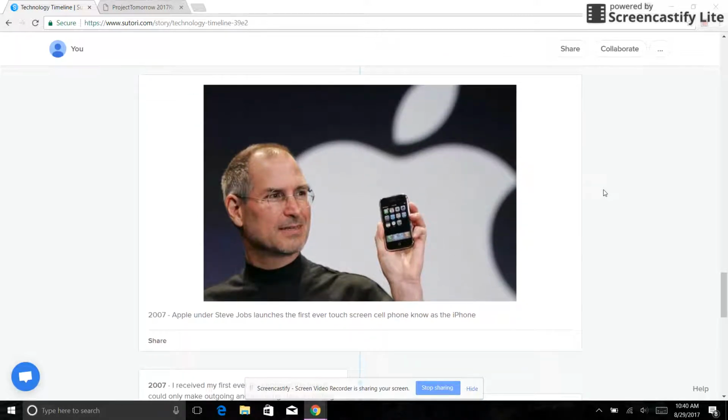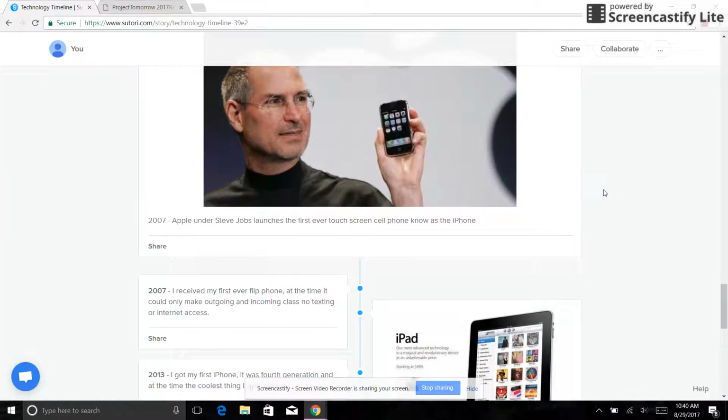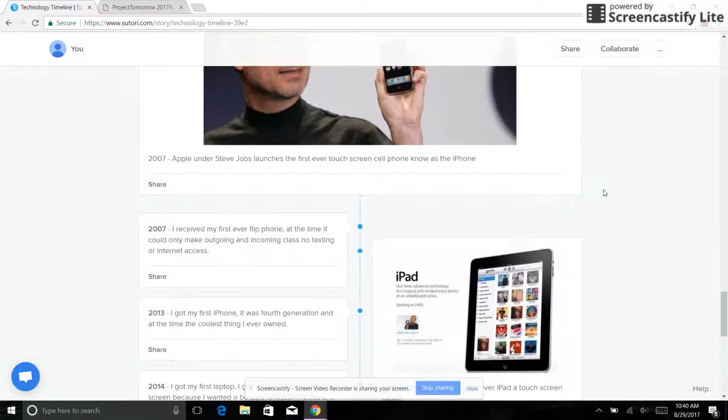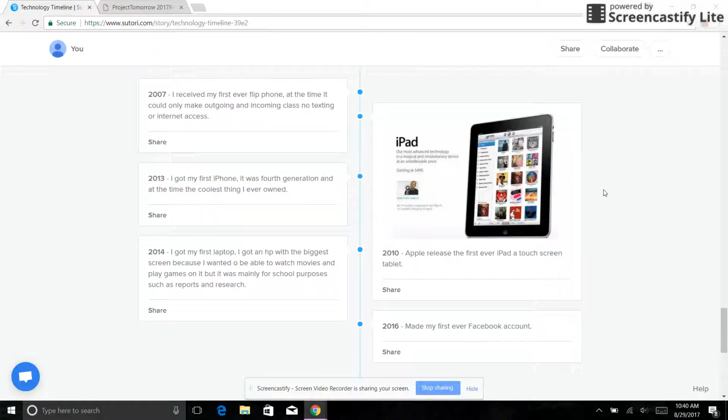In 2007, Steve Jobs launches the first ever iPhone. And in 2007, I did not get an iPhone. I got a flip phone, which could only make outgoing and incoming calls. There was no texting or internet access or anything like that. In 2010, he released the iPad, which at the time was just a bigger version of the iPhone. And in 2013, I did get my first iPhone. It was a 4th generation, and it was the coolest thing in the world.